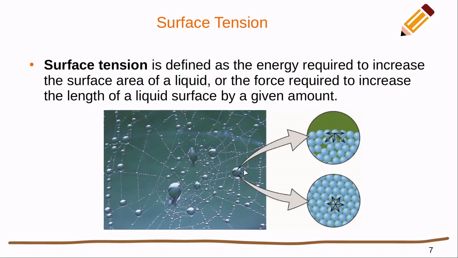And that's why a liquid is going to tend to form a droplet that's going to well approximate a sphere and have the maximum amount of internal volume to surface area.